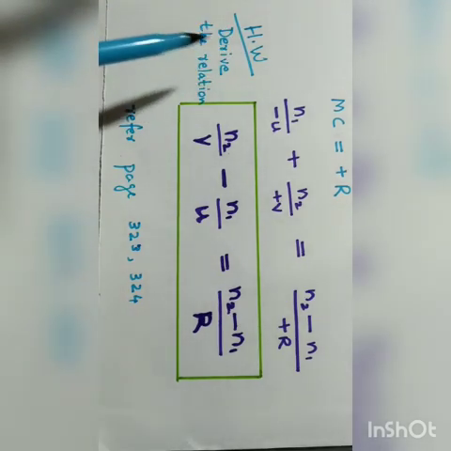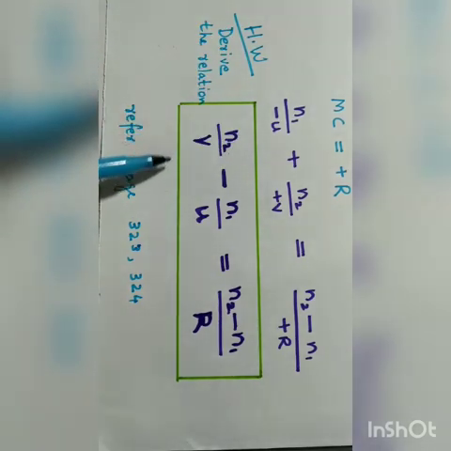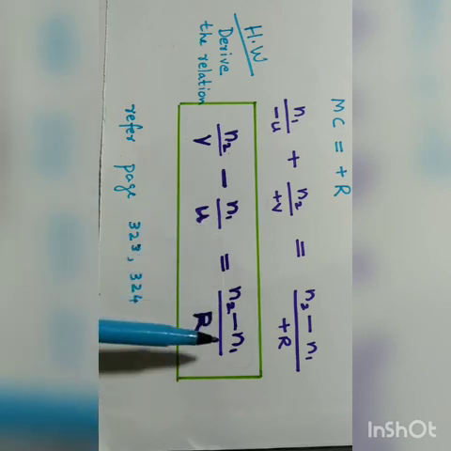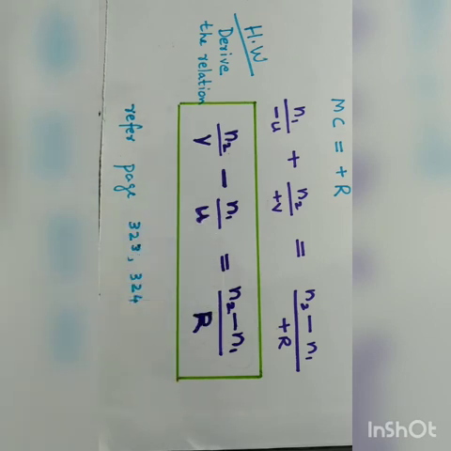So homework: derive the relation n2 by v minus n1 by u equals n2 minus n1 by R. You can refer to pages 323 and 324 in your textbook.